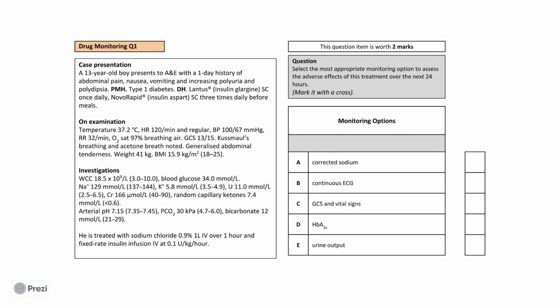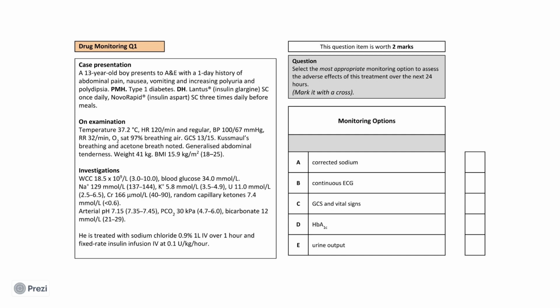He has Kussmaul's breathing and acetone breath. His BMI is low. His white cells are raised and his blood glucose is through the roof. He is hyponatremic, hyperkalemic, and has a raised urea and creatinine. His capillary ketones are at 7.4 millimoles per litre, and he's acidotic, with a pH of less than 7.3. He is retaining CO2, and his bicarbonate is low. In other words, he's in metabolic acidosis. The child is treated with plain saline over 1 hour, and of note, a fixed-rate insulin infusion.